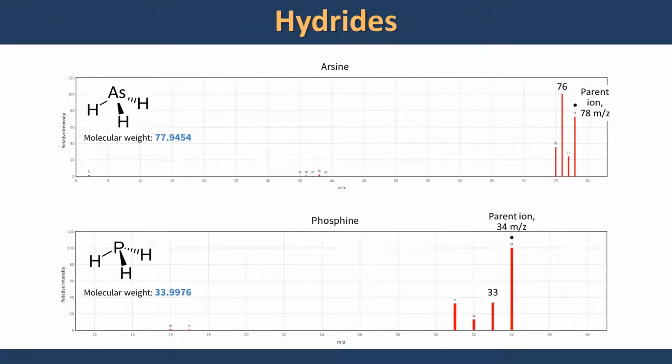same retention time. Hydrides are very important as being catalyst poisons. We're often looking down in the part per billion range. So arsine up on top, we've got a major mass at 76 and a parent at 78. Down below, same family, but a completely different spectrum. And this phosphine spectrum, our parent is at 34. We'll use that for quantification.